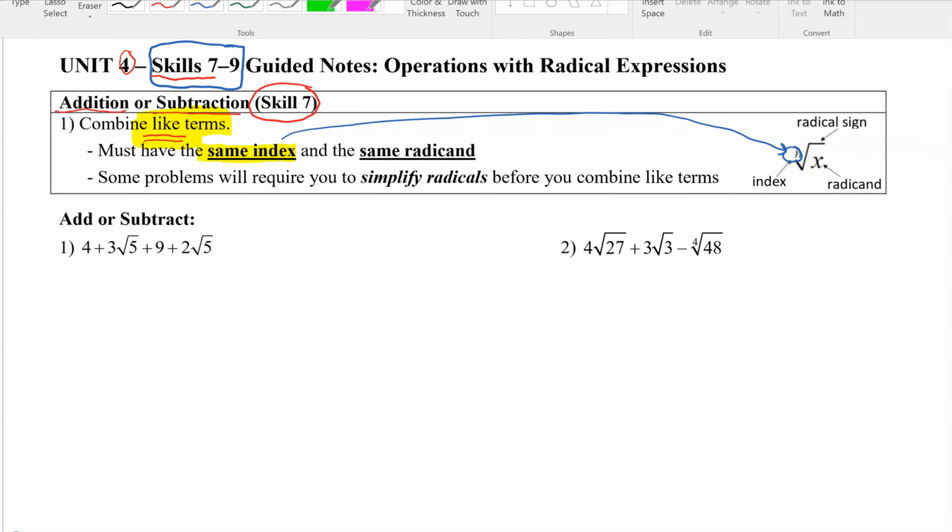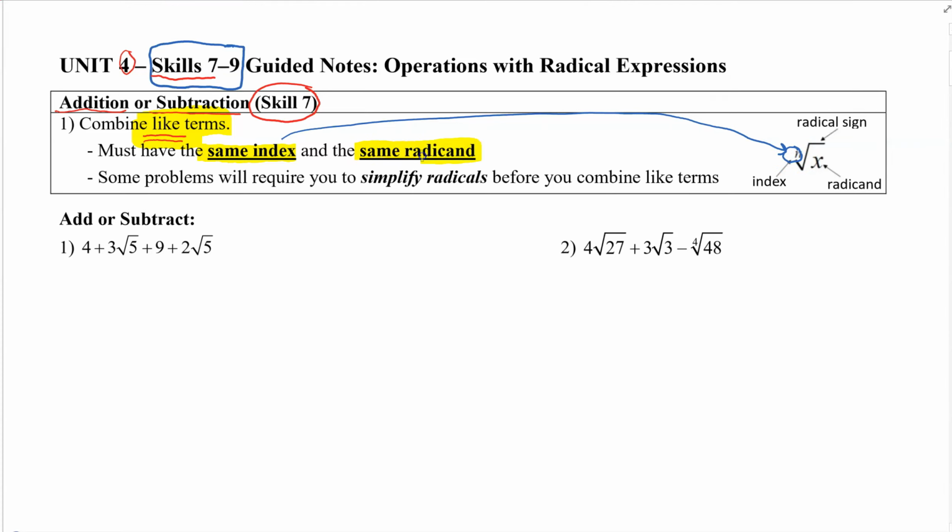The other thing is they have to have the same radicand. And as a reminder, the radicand is the amount that is in the radical. It's whatever quantity or expression is under the radical sign. So the index on the radical and whatever is under the radical sign have to be the same in order for those radicals to be like terms. Okay, this is what makes it a like term. So if that is the case, then you simply add or subtract them, and that's all you really need to do.